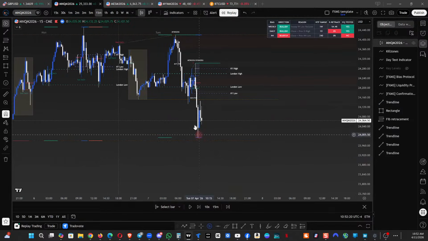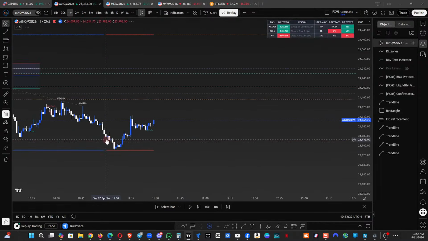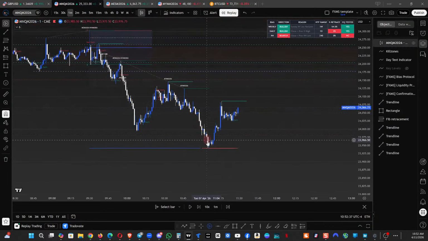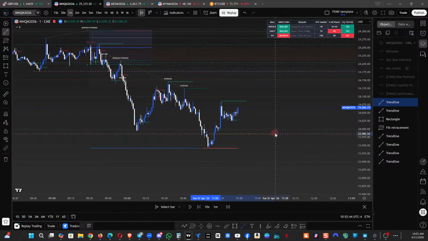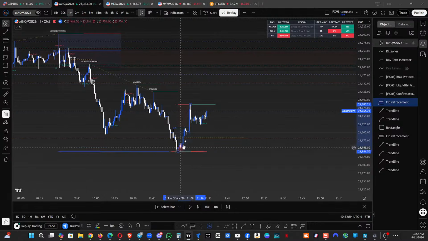Now I'm looking for a sweep of that level, which is right there, and a trade away from that level, which gives me a change of character. So let me go back here. We get the sweep. We have a change of character after price trades above here, and then price moves away. So now I have my range as it retraces from this high to this low.